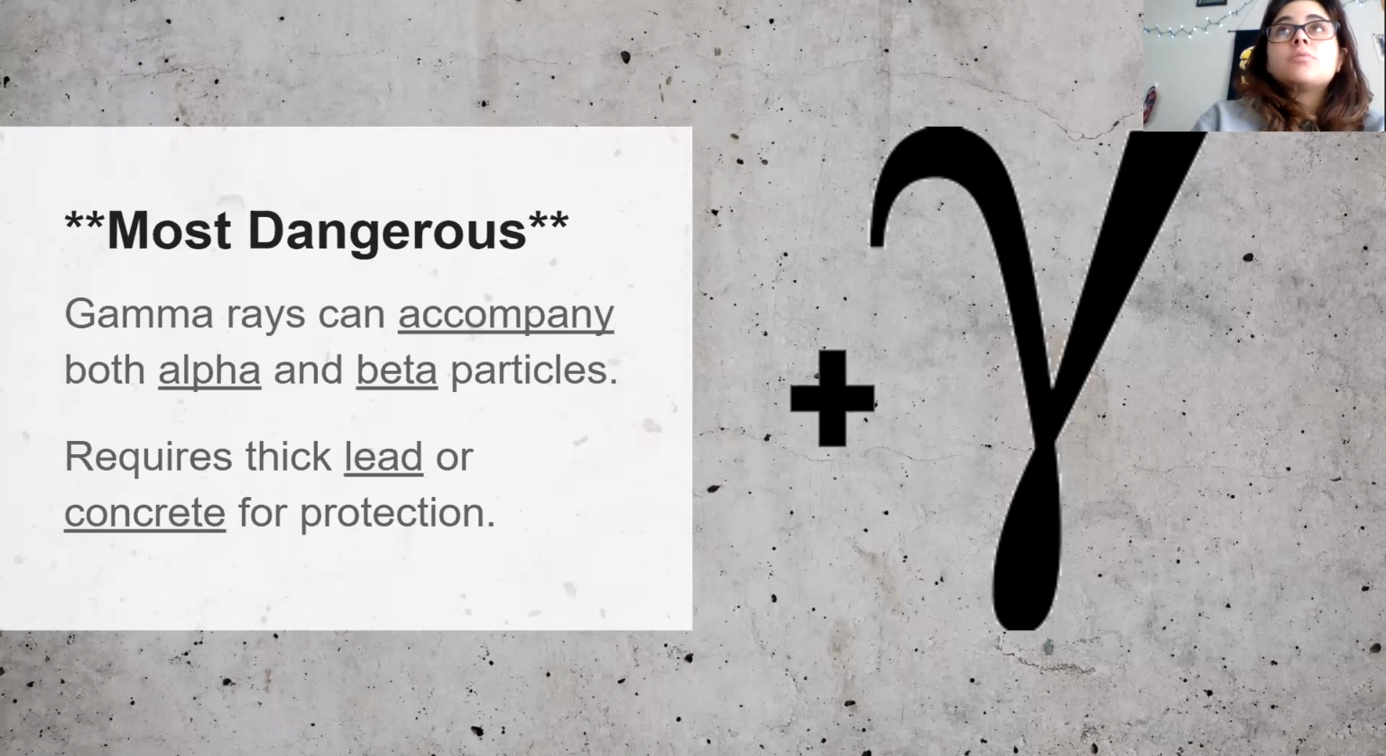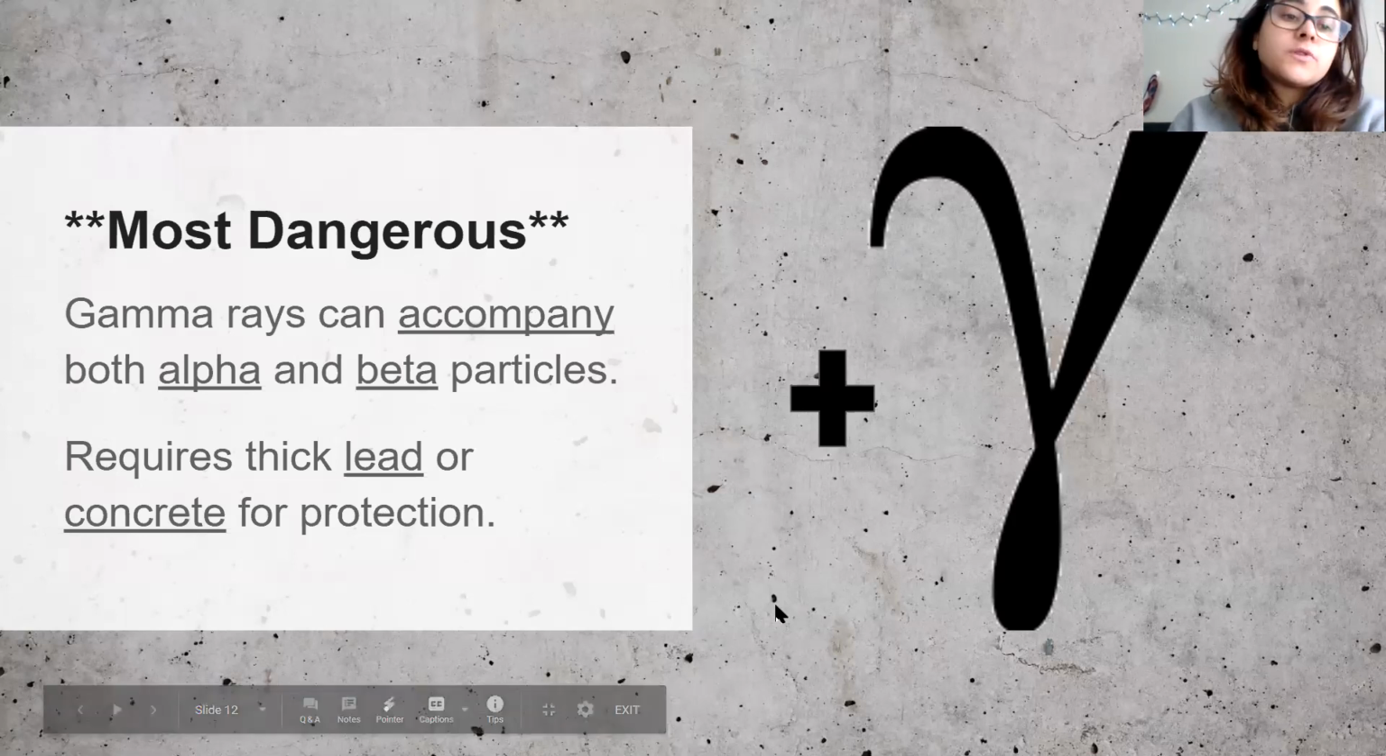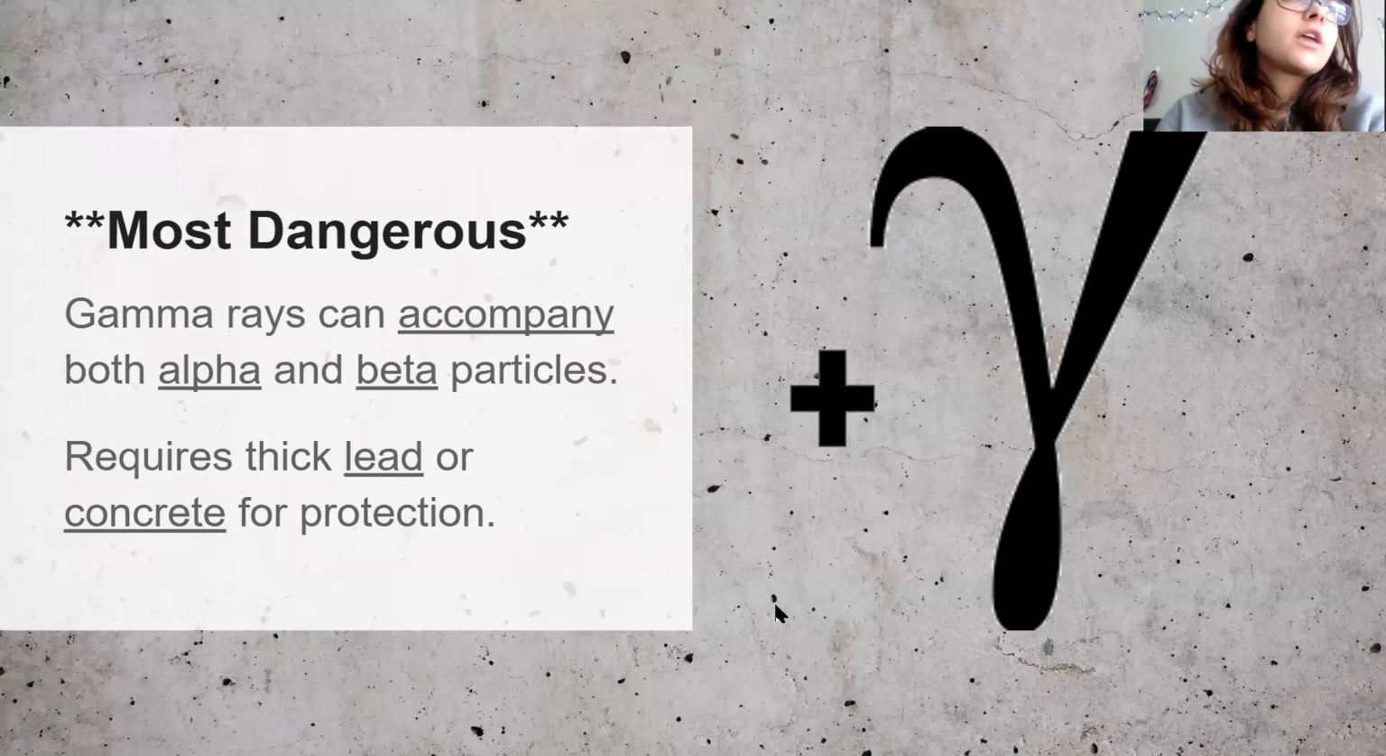So yeah, your shirt helps you with alpha, but now you also have this big ray of energy coming through you that you can't see. So you're going to need really thick lead or concrete. If you go to Chernobyl today, the reactor that's still giving off radiation, there are huge walls of concrete.